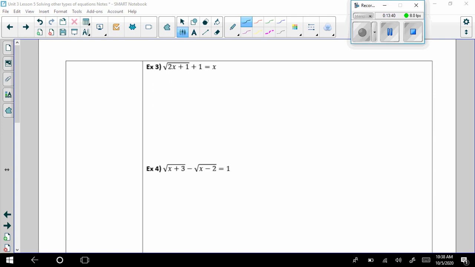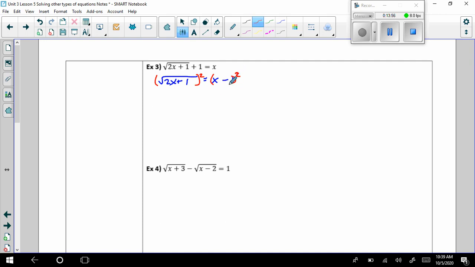Okay, so these can get a little bit messy and a little bit complicated. But I'm going to get this set up for you here. Then I want you to solve this on your own. So we're going to square to get rid of this.